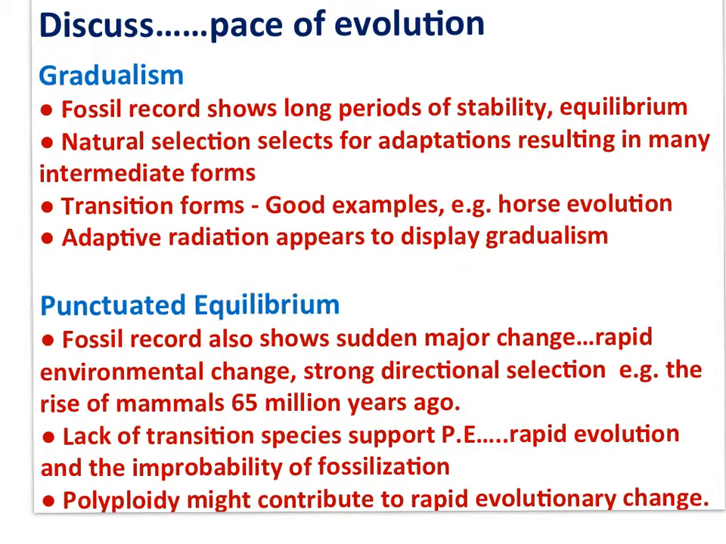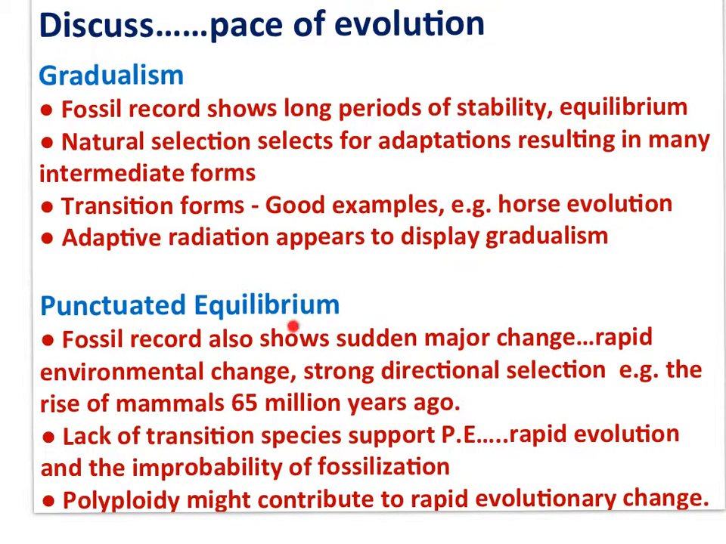In terms of discussing the pace of evolution, the fossil record shows long periods of stability. Natural selection selects for adaptations resulting in many intermediate forms, and the transition forms are there. We have good examples such as the horse hoof evolution. And adaptive radiation is another example of gradualism.